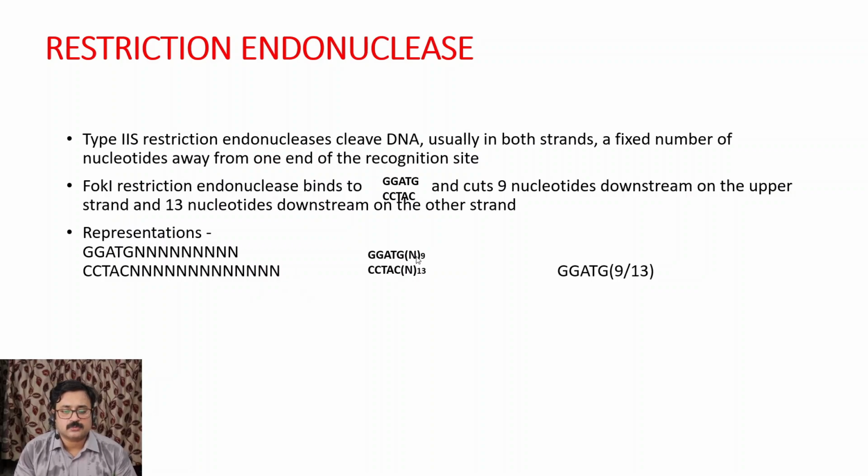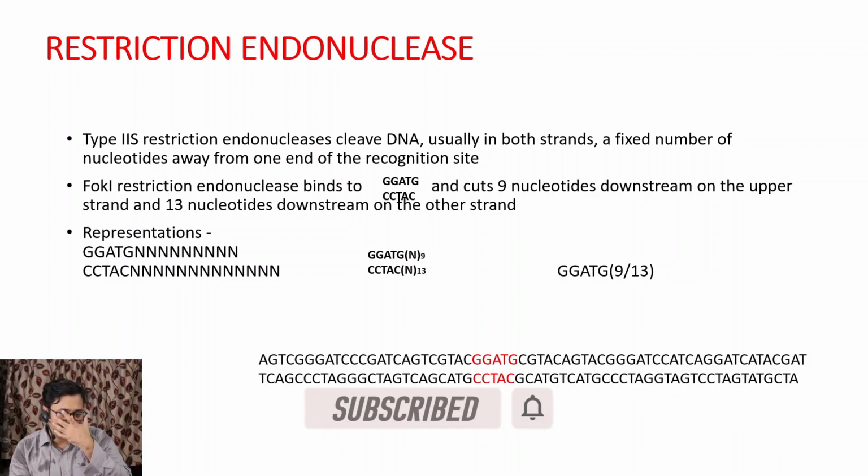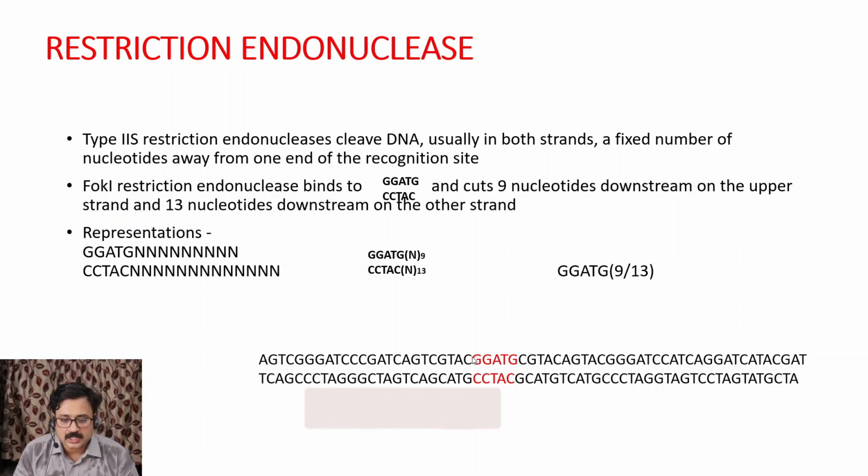In another representation, where you don't write so many N's, you just write N and then write the total number of times it is being repeated. So this is 9 and 13. And in another way, you just write the nucleotide sequence of the upper strand and then you write 9 by 13. The 13 goes for the other strand. So this is how this thing is represented. Suppose this is the DNA molecule and this is the recognition site, then this restriction endonuclease will come and bind here, but they will cleave at this position in the upper strand and in this position in the bottom strand. So this is how it goes.